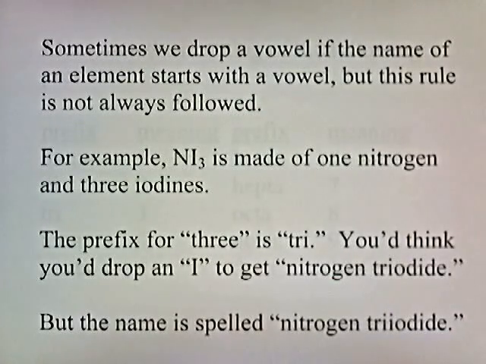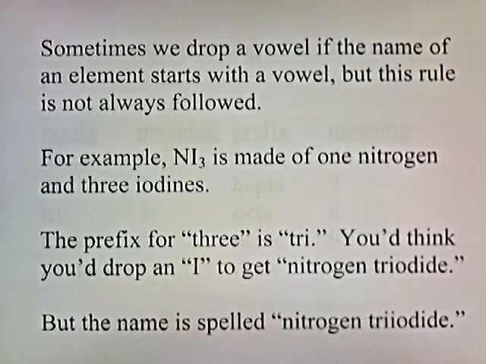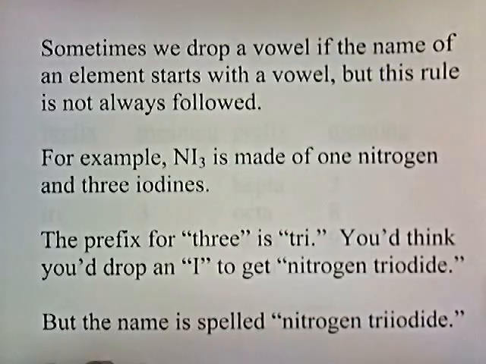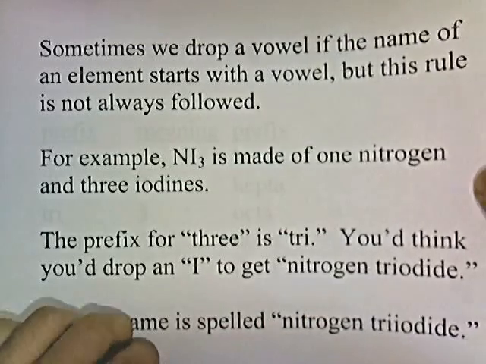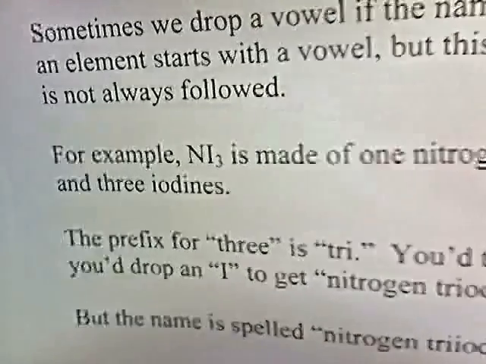And sometimes we drop a vowel if the name of the element starts with a vowel, but this rule is not always followed. For example, NI3 is made of one nitrogen and three iodines. The prefix for 3 is tri, so you'd think you'd drop an I to get nitrogen triodide, but the name is actually spelled nitrogen triiodide with two I's. Go figure. Sometimes they drop the vowel, sometimes they don't, and you just have to be aware of when they do and when they don't.